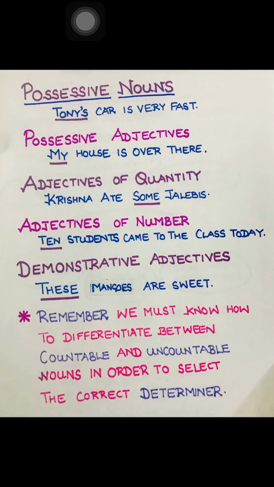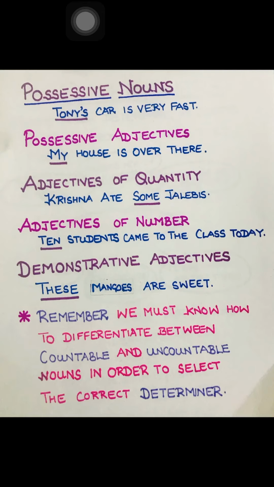The other set of determiners which are possessive nouns. Okay, so we will be discussing possessive nouns now. First, I would read a sentence. It says, Tony's car is very fast. I say that again, children. Tony's car is very fast.